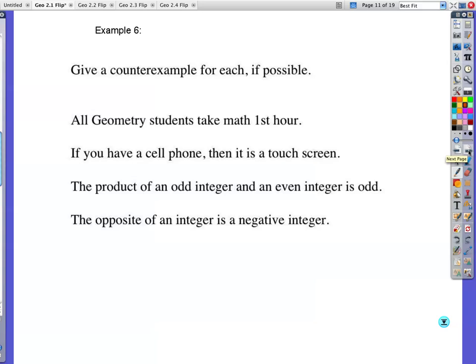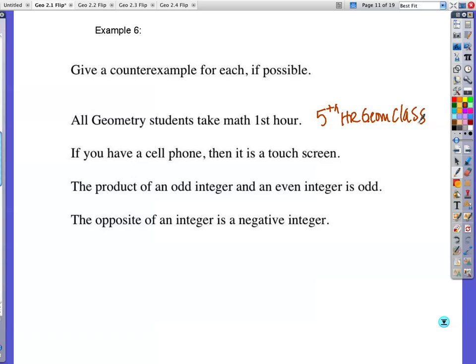Okay, we're just going to quickly discuss these. All geometry students take math first hour. A counterexample, what about my 5th hour geometry class? Those students are not taking it first hour, so that would be a counterexample. And you probably have friends that are taking geometry a different hour than that, and they would be an example of a counterexample.